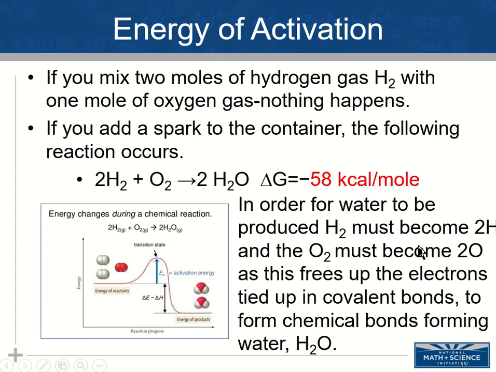In order for it to be produced, the intermediate or the transition state is where the oxygen has to break apart. So the oxygen molecule needs to break apart so that it can come and combine with the 2 hydrogen molecules, because they're both diatomic.